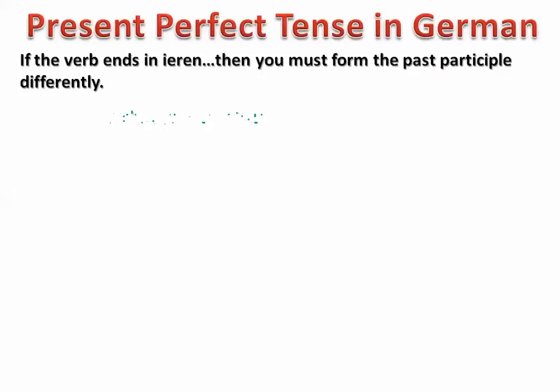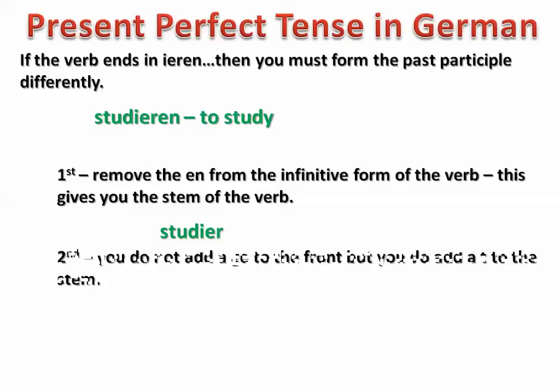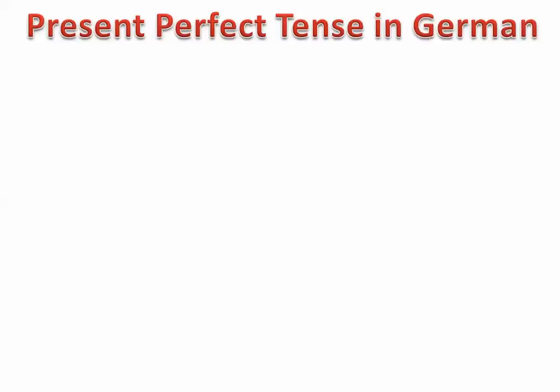Alright, so if the verb ends in ieren, however, like studieren, then the past participle's formed a little differently. You're still going to drop that en off the end to get the root of the verb, so studier. And then we're going to add a t to the end, but we're not adding a ge to the front, so it's just studiert. Ich habe mein Deutsch studiert. I have studied my German.